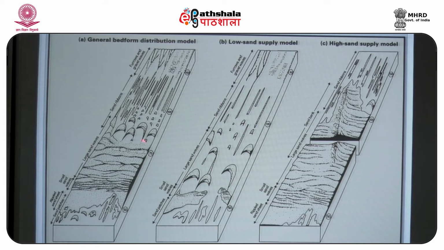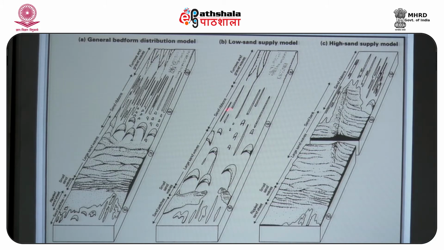As the tidal intensity also increases in this direction, tidal intensity increases landward after it first touches the surface. Now, this is the model. These two diagrams show the importance of the sand supply. This is a low sand supply model and this is a high sand supply model.